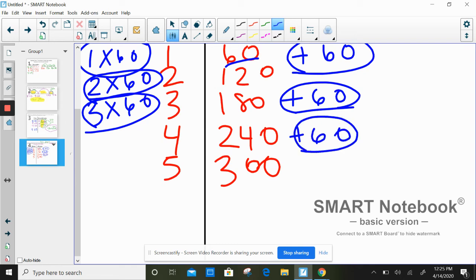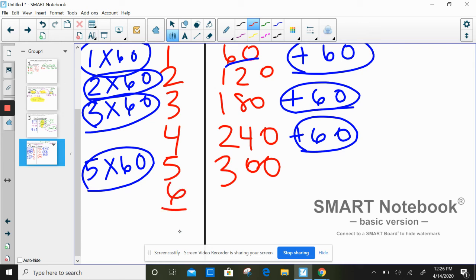Or you could think about it as 5 times 60, or even 5 times 6, which is 30, right? Okay. So we're almost there, right? Because we want to get to 7 hours. So 6 and 7, and then we're done. So you could think about it as 6 times 60, or 6 times 6, which is 36, right? So 360. And then finally, we have 7.